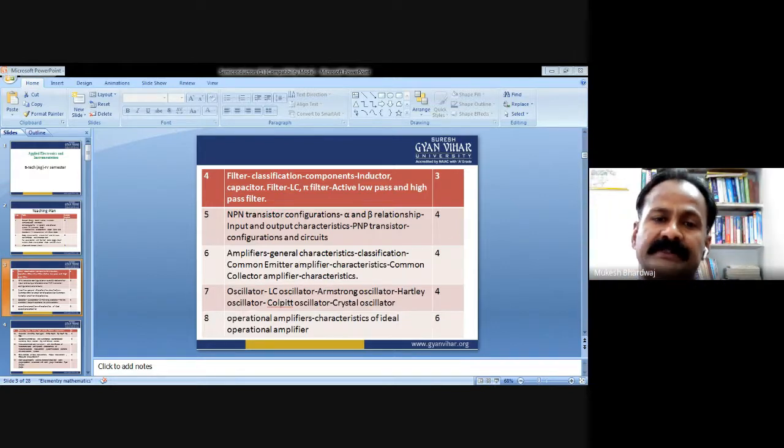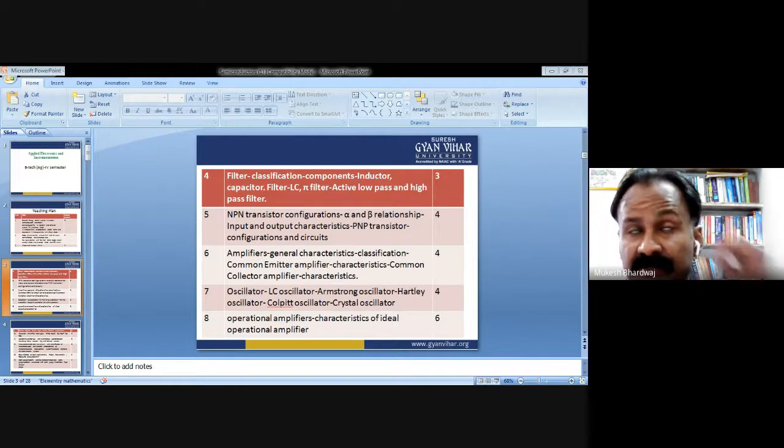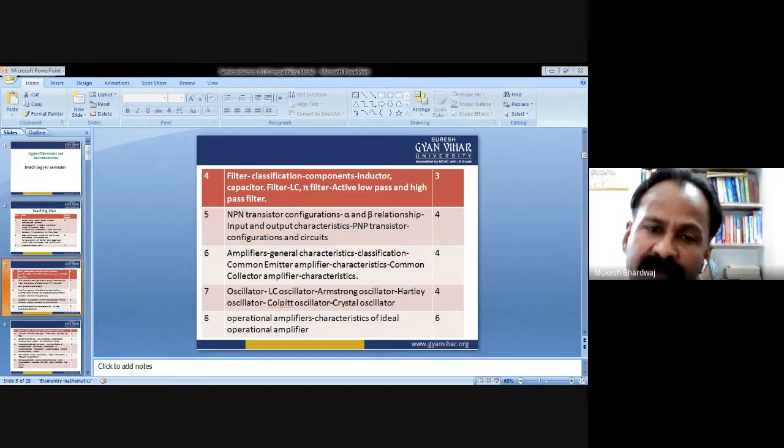Fifth topic is NPN transistor configuration. That is, after completing the diode and their application, we move to the new topic, that is the transistor. And a transistor is the combination of three types of semiconductors, NPN or PNP. There are two types of combination. One is NPN combination and second is PNP combination, and the particular combination is known as a transistor.